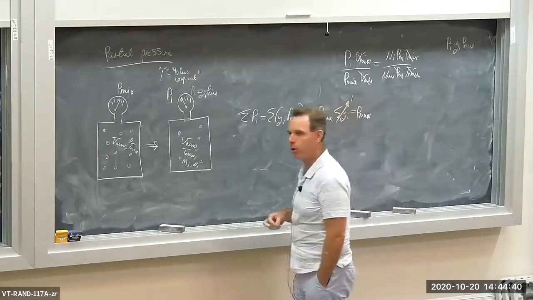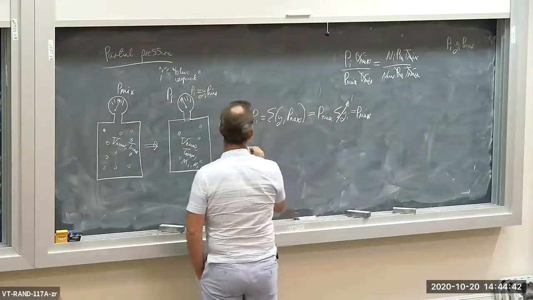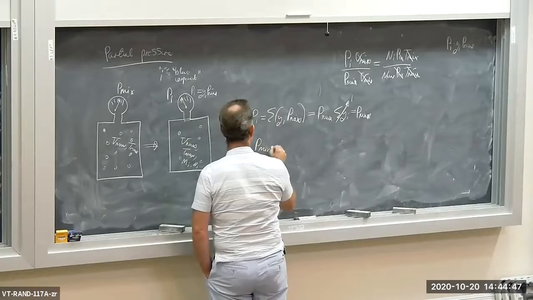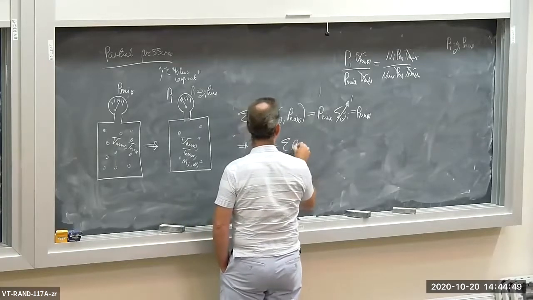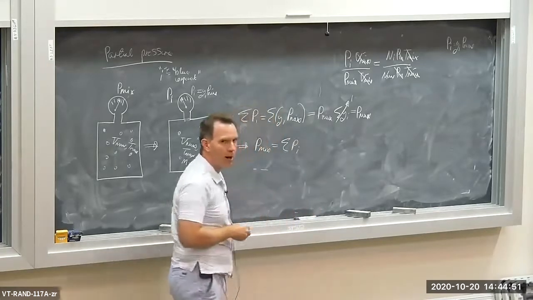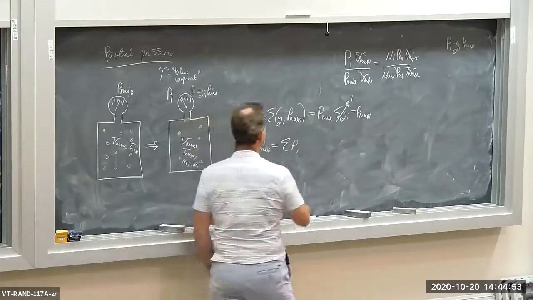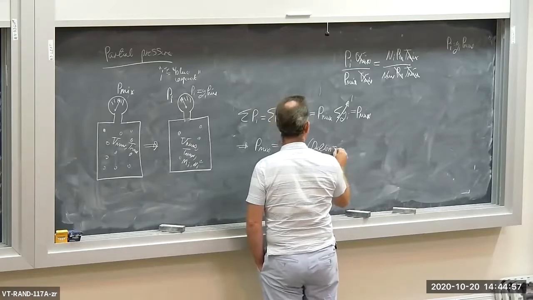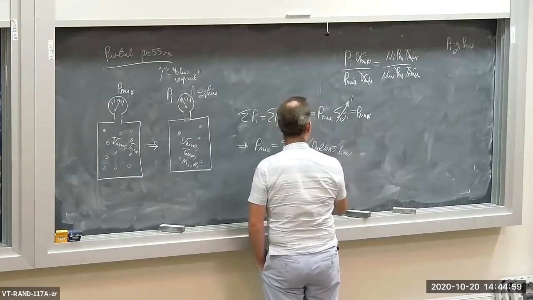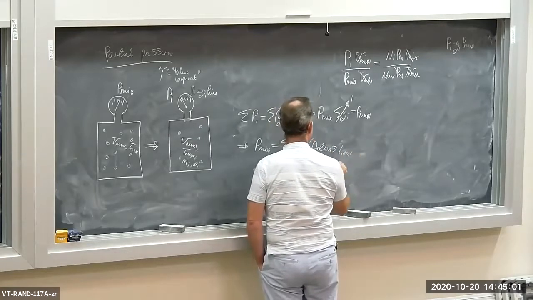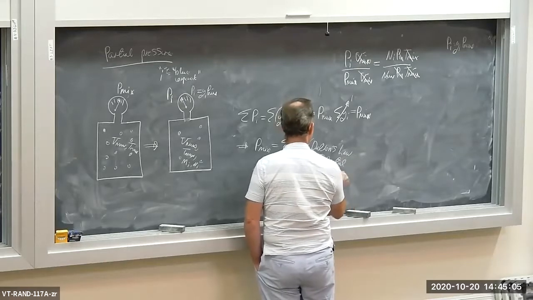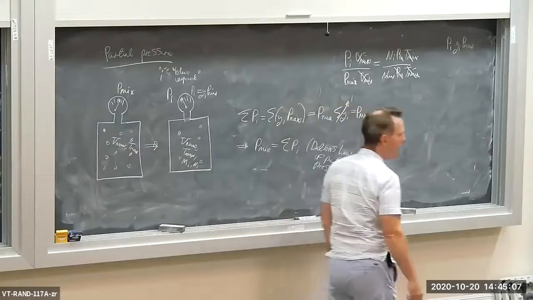So we have what's called Dalton's law. P mix is equal to the sum of the partial pressures of all components. So this is called Dalton's law of partial pressure. Dalton's law of partial pressure.